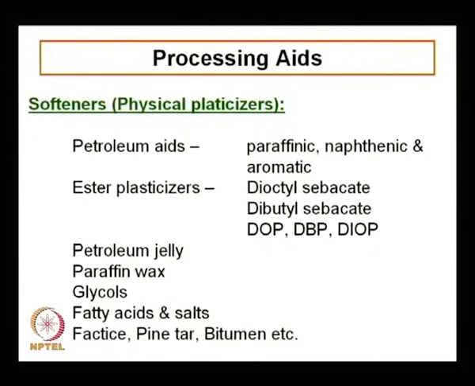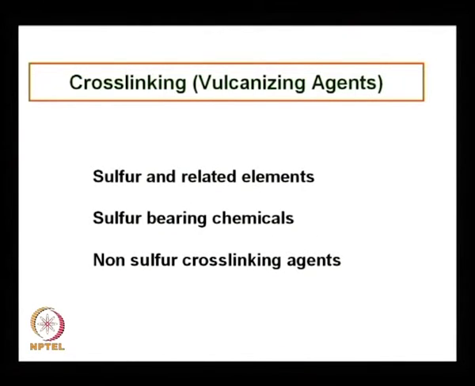Then processing aids: petroleum aids, ester plasticizers, petroleum jelly, paraffin wax, glycols, fatty acids and salts, factice, pine tar, bitumen, and phthalate ester plasticizers such as dioctyl phthalate, dibutyl phthalate, diisooctyl phthalate, DIOP. All these you have seen in plastic products. These are not new. Cross-linking vulcanizing agents, as I mentioned, are sulfur and related elements, sulfur bearing chemicals, and non-sulfur cross-linking agents, used for making rubber products.